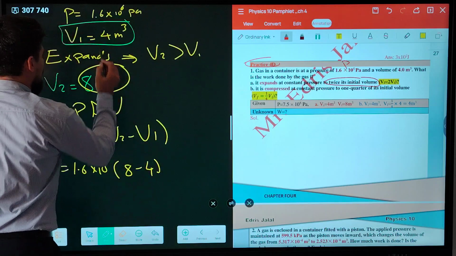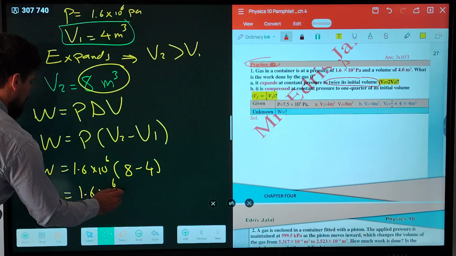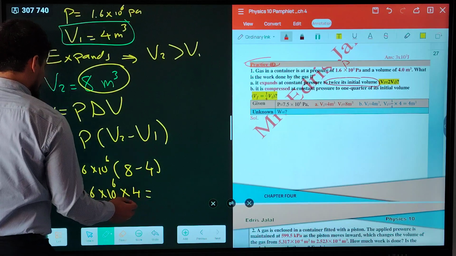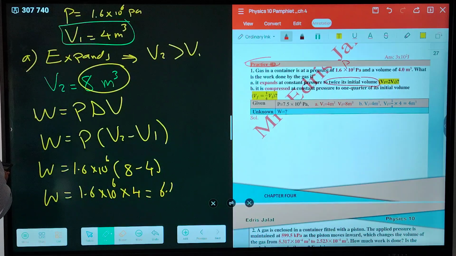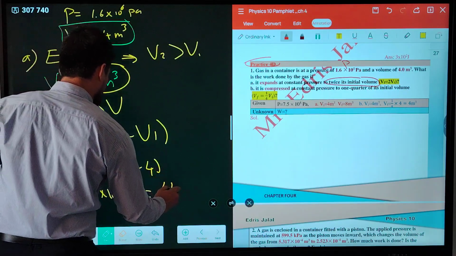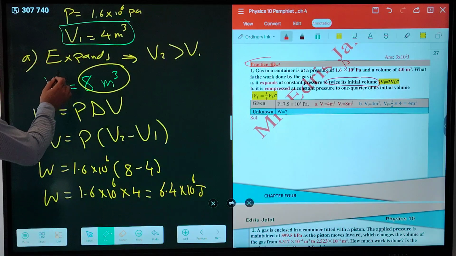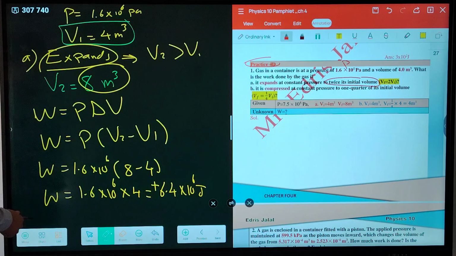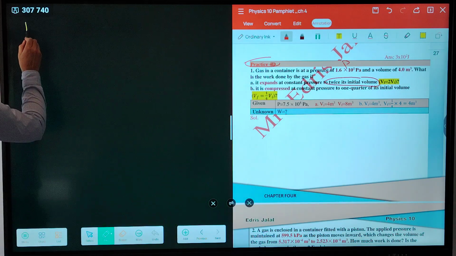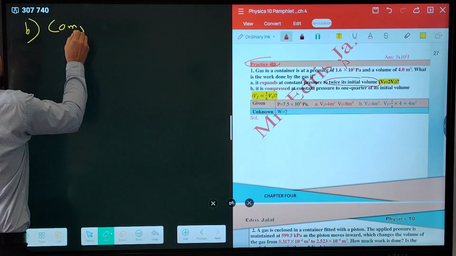8 minus V1 4. Work is equal to what? 1.6 times 10 to the power 6 times 4, which is equal to 6.4 times 10 to the power 6 joule. This is branch A. When it expands, work is positive. Delta V is positive.